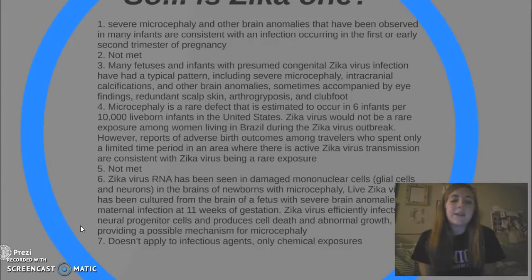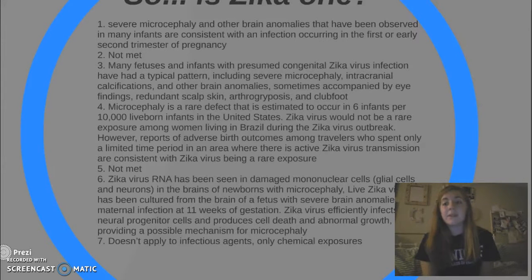Since Zika virus RNA has been seen in damaged mononuclear cells, like glial cells and neurons, in the brains of newborns with microcephaly, live Zika virus has also been cultured from the brain of a fetus with severe brain anomalies after maternal infection at 11 weeks of gestation. Zika virus efficiently infects neural progenitor cells and produces cell death and abnormal growth, thus providing a possible mechanism for microcephaly.